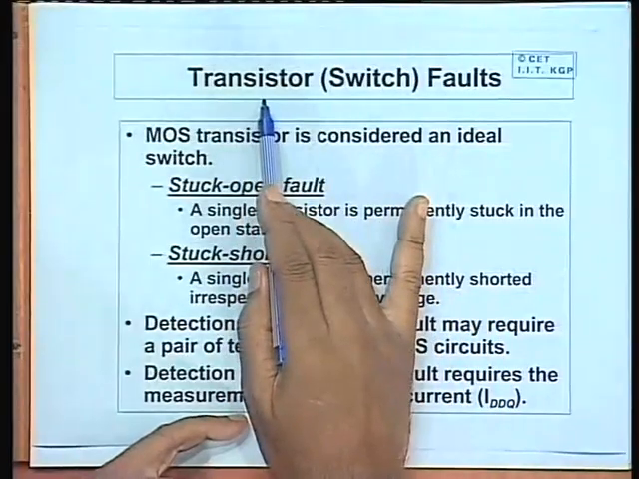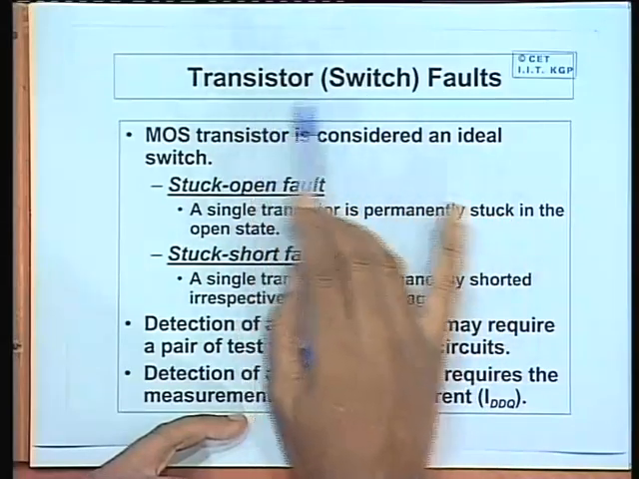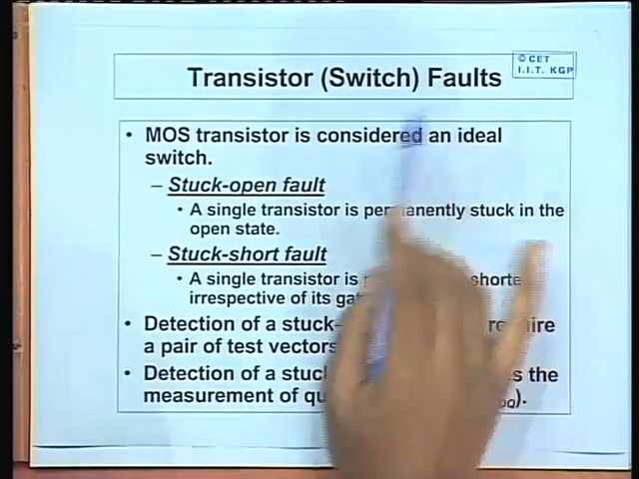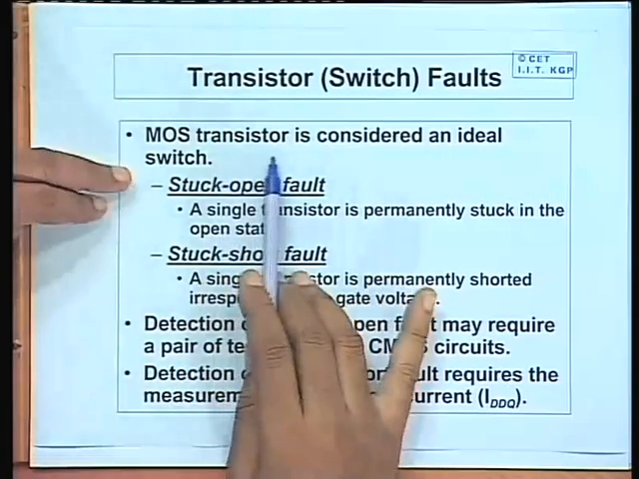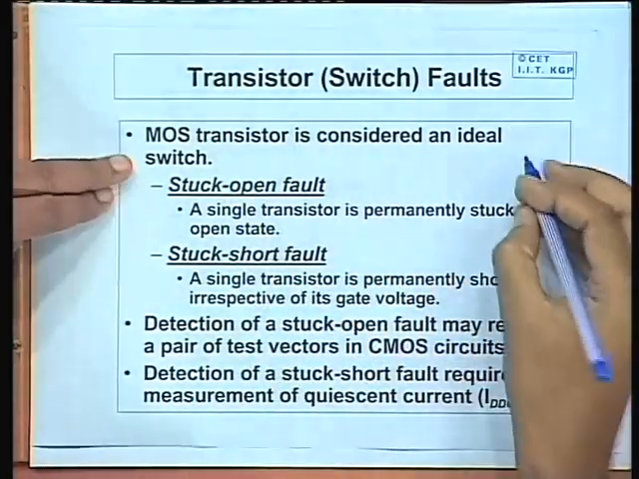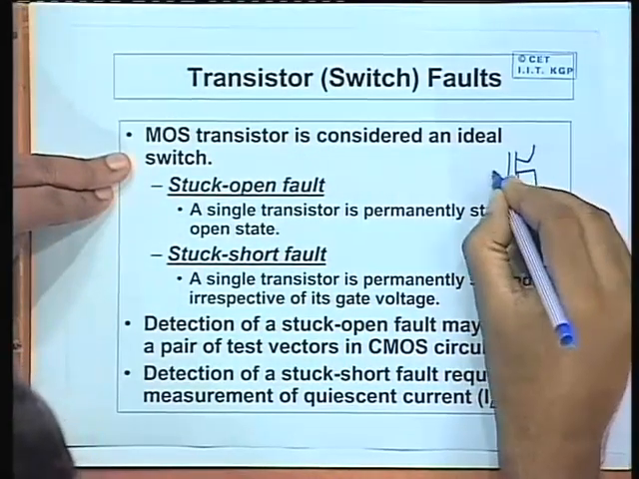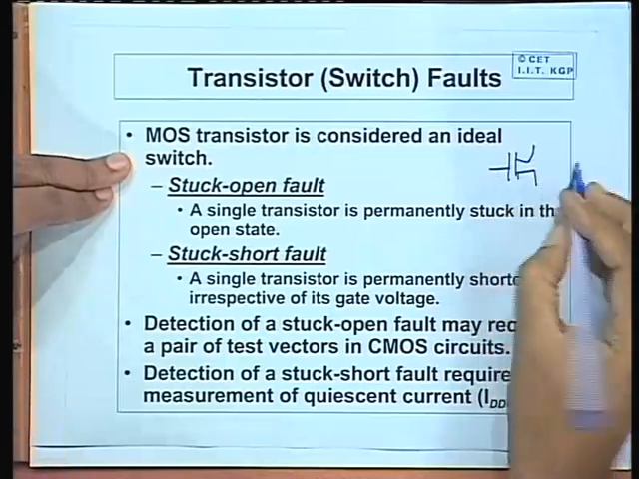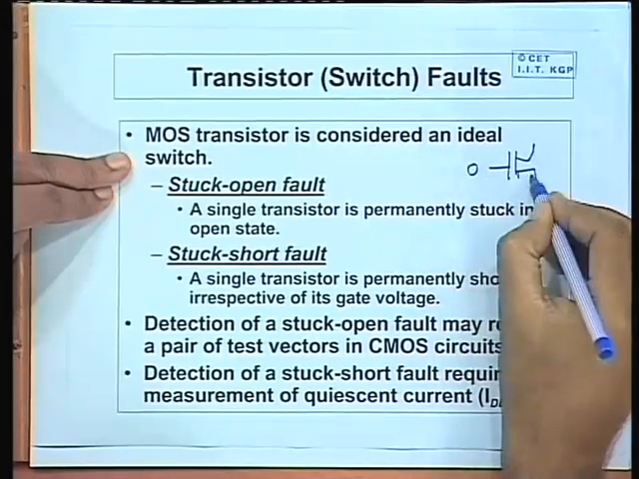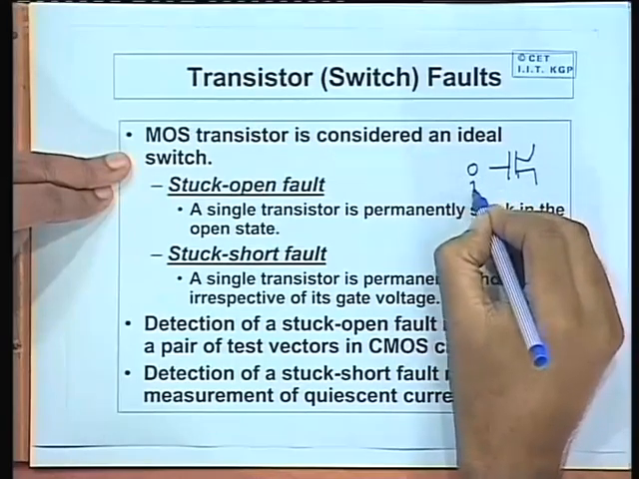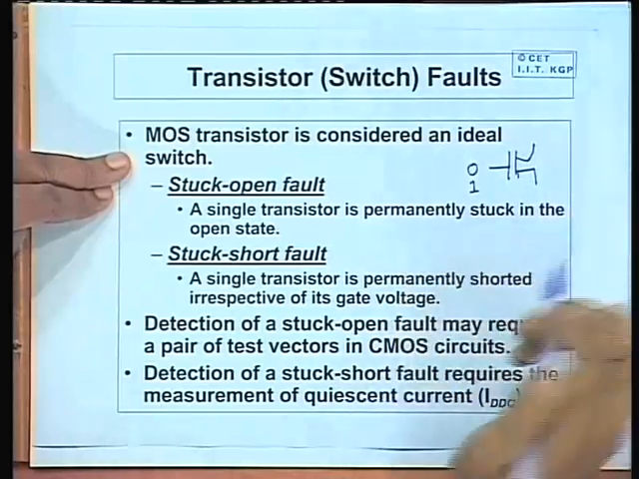See, a transistor is sometimes also called a switch, an ideal switch. That's why these transistor faults are sometimes also called the switch level fault models. MOS transistor is considered as an ideal switch, in the sense that if you have a MOS transistor controlled by the gate, if it is NMOS, if the gate is at logic 0, I say that the switch is off. If the gate is at logic 1, I say the switch is on, it is conducting. Okay, it is just like an ideal switch.